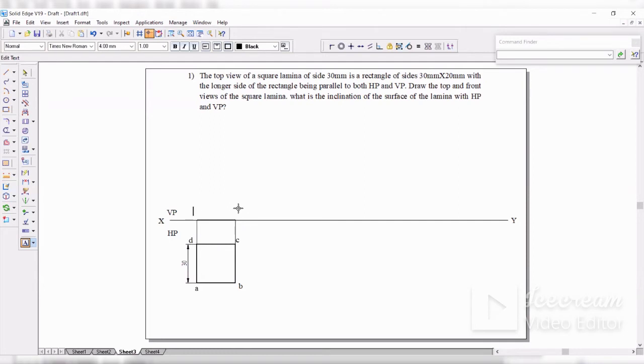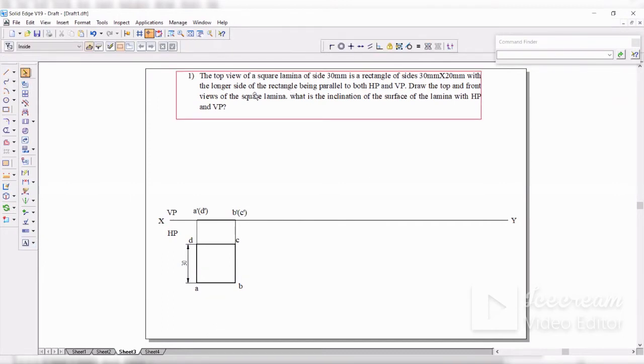And the corresponding front views, A dash in bracket D dash, here B dash in bracket C dash. Okay, after this, the top view of the square lamina is completed. Now that is becoming a rectangle of 30 into 20, the longer side being parallel to both HP and VP. The longer side is parallel to both HP and VP.